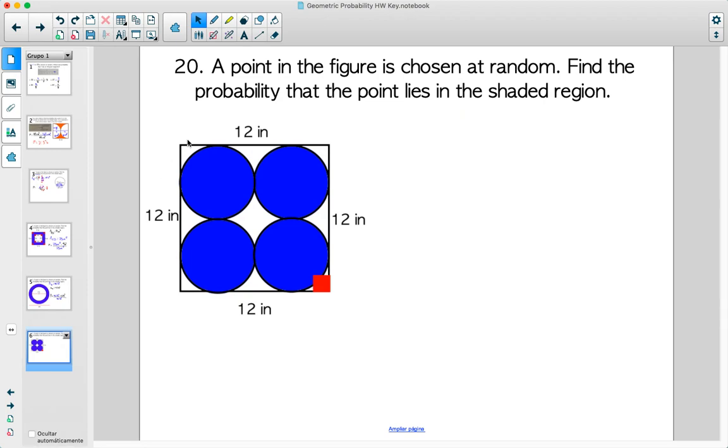Last one, a point in the region is chosen at random. Find the probability that the point lies in the shaded region. All right, let's go ahead and find the area of one circle. And they are all congruent, and we'll go over why in a bit. Let's first start off by finding the radius.